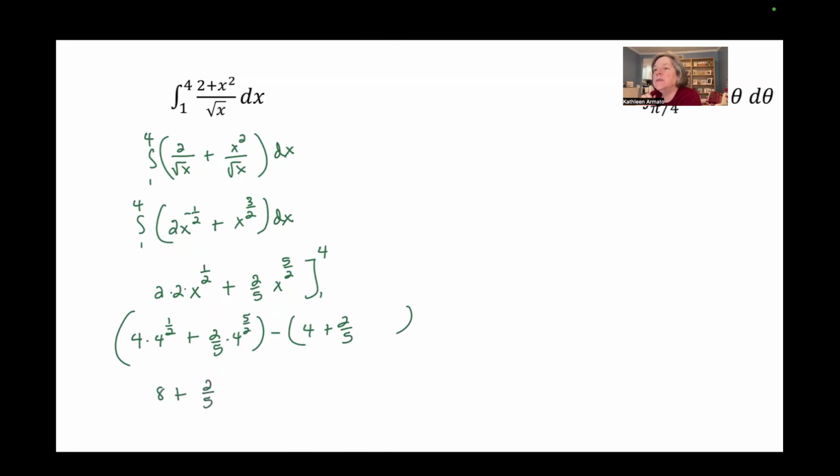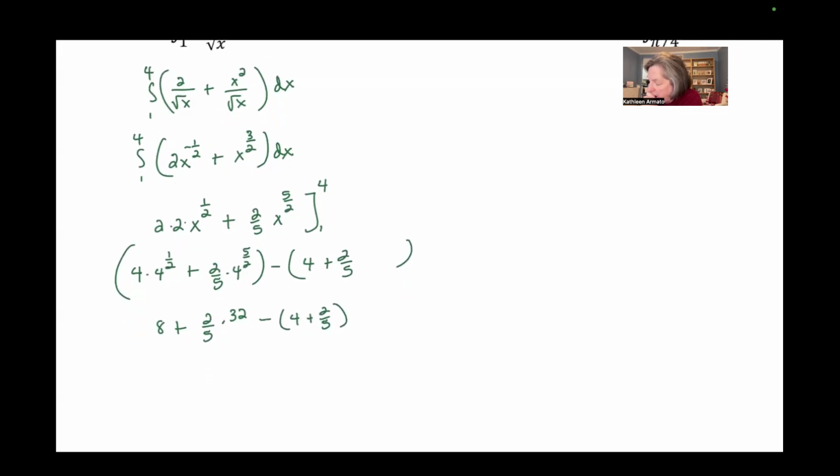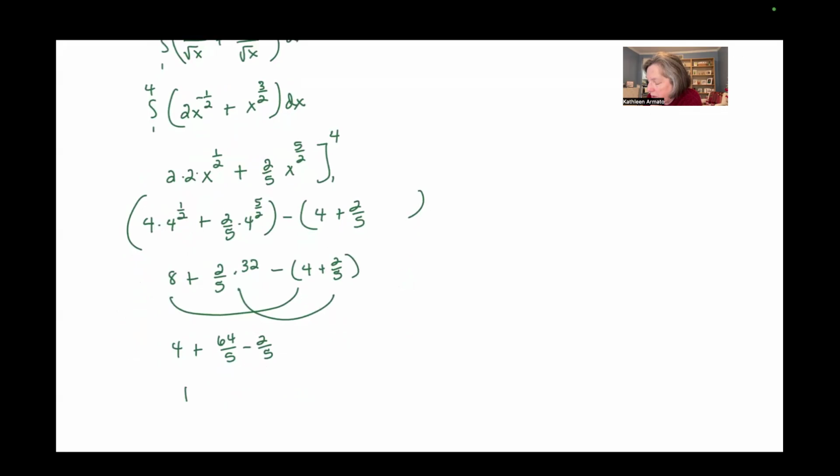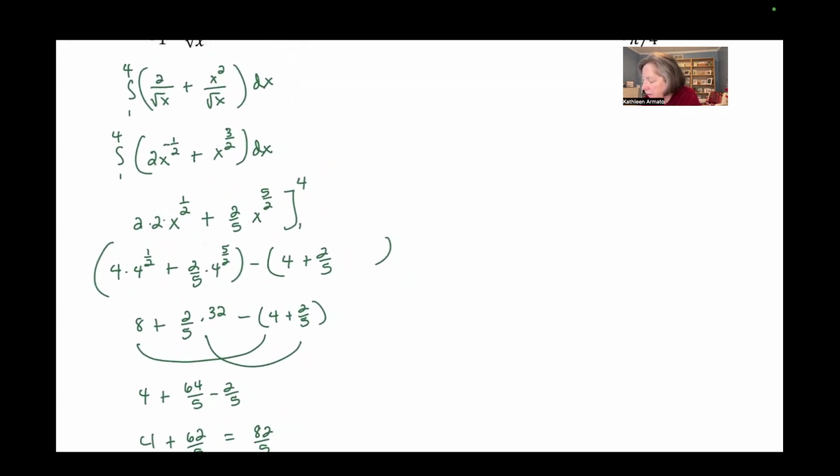4 to the 5 halves, the square root of 4 is 2. 2 to the 5th is 32. Minus 4 plus 2/5. If I combine that 8 minus 4, that's 4. Combining the fifths, I have 64/5 minus 2/5. So that's 4 plus 62/5. That would turn out to be 82/5. Okay.